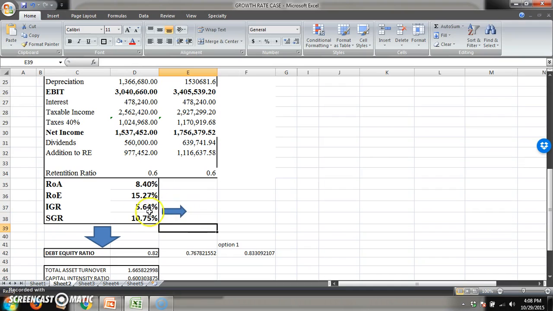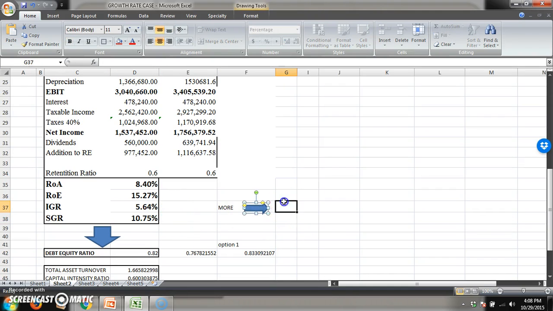Now, what does this imply? If the firm wants to grow just on retained earnings, it can grow on a year-on-year basis at 5.64%. But if the company wants to grow more, it can grow at 10.75% without changing its capital structure. The question is, if the company wants to grow even more than 10.75%, then what is the next step? It will have to use more and more debt, which will distort its capital structure.